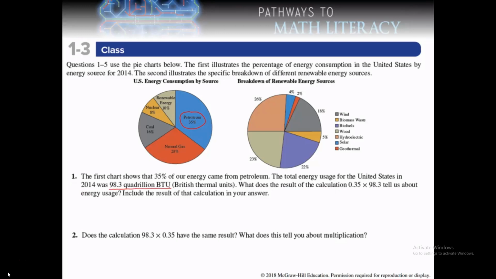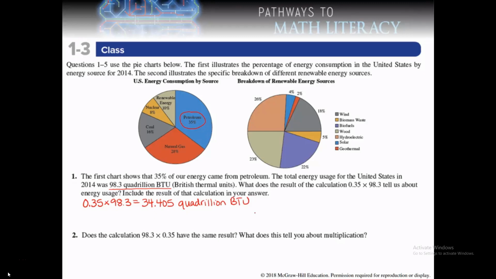What does the result then of 0.35 times 98.3 tell us? Well, that would be finding 35% of the total. So that would be finding the amount of energy that was generated using petroleum. When we multiply that out, we get 34.405. Remember, these are in quadrillions, so that's quadrillion BTUs generated using petroleum in that year.